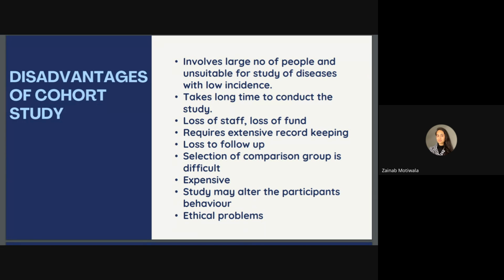It can be a little more expensive. Patients may alter their behavior because they're being studied for a period of time, and that is called the Hawthorne error. And that is, again, something that will be spoken about in future sessions. And finally, there are a lot of ethical problems when it comes to cohort study design. So these are some of the major disadvantages.